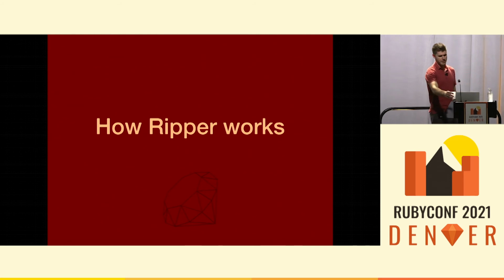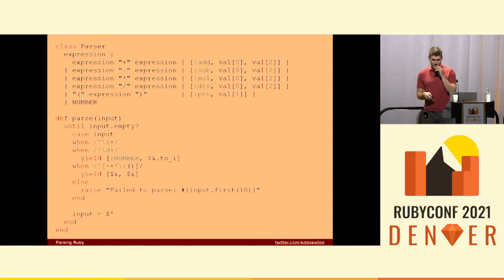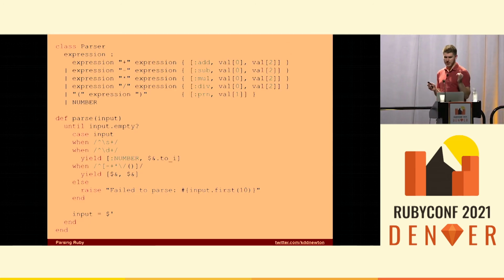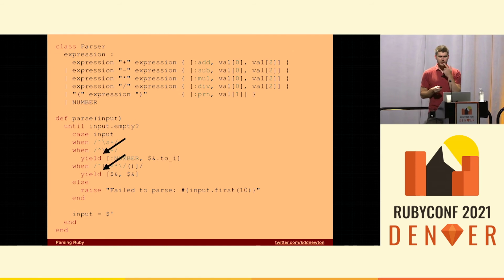Ripper is a standard library. It hooks into the parser. It gives you events. We go back to our grammar. We go back to our parser generator. We see this is our lexer down at the bottom. It's our grammar up at the top. Ripper is going to hook in here, and it's going to hook in here.